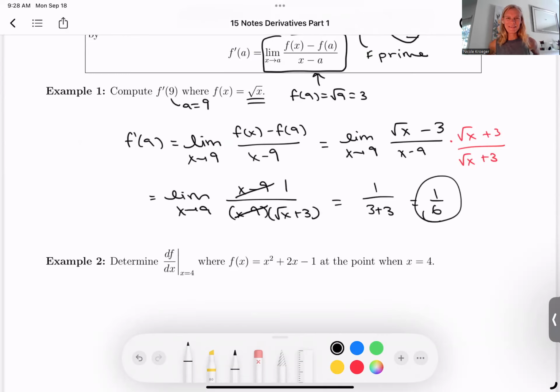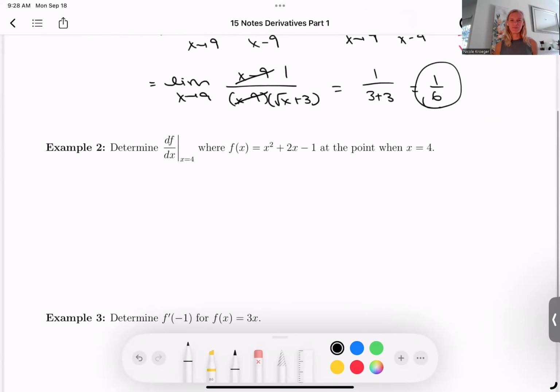So 1/6 is the derivative of this function at 9. Well, we don't know what that tells us yet. So we've got to wait for our class to understand what this tells us about our function, but it's going to tell us something important. Okay, so we're just going to do 2 more examples.